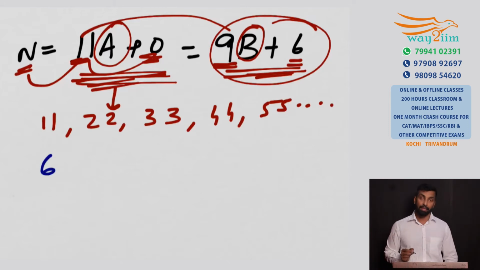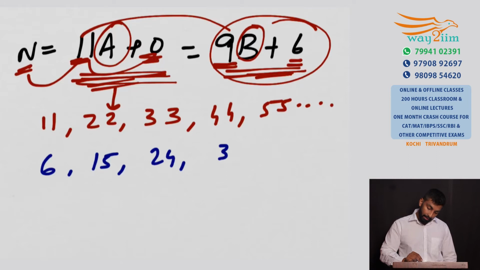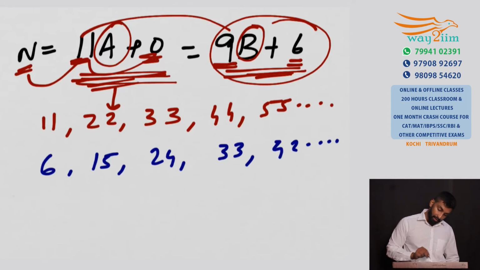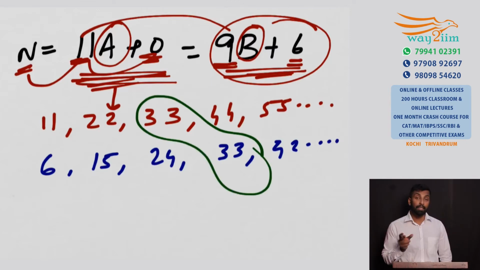First number will be 6, because 6 divided by 9 leaves a remainder 6. Now it will increase in steps of 9. That means 15, 24, 33, 42, etc. Now if you see here, you get a common term here. So 33 is a common term.